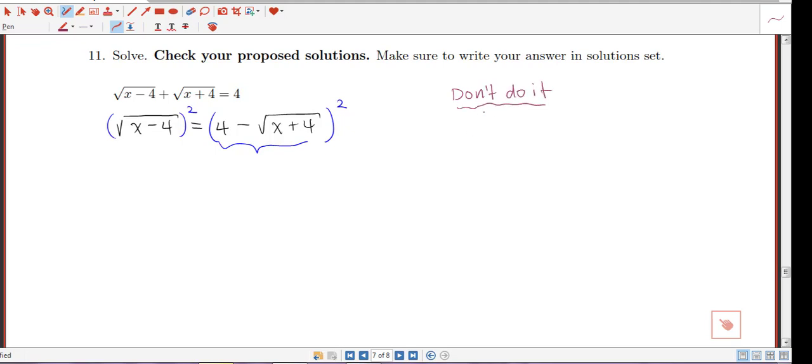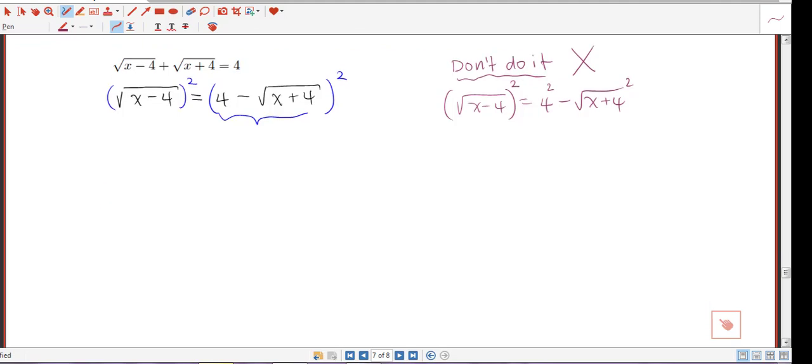Don't do it this way. So if you have the square root of x minus 4 equals 4 minus the square root of x plus 4, here's a common mistake. Everyone knows you're going to have to square the left-hand side, and I know it's so tempting to just square each single term by 2. That is wrong. That's the common mistake that I see on this problem every single semester. So don't do it. This is not the correct way to do it. All right, but anyways, let's keep going.